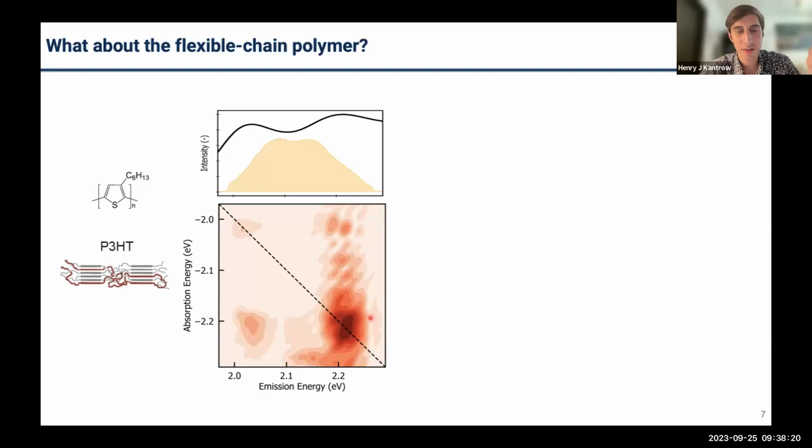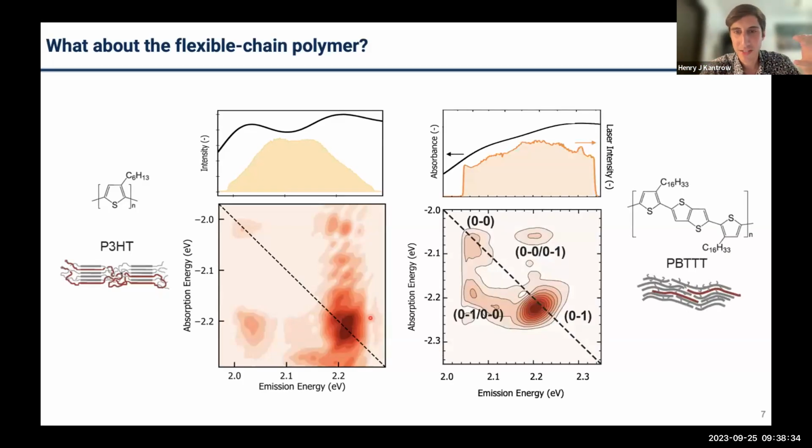But unlike what we saw previously, we again are in a regime of a competition between this static and dynamic disorder, quite similarly to what we saw with PBTTT. So if we compare these side by side, we can see, visually for now, that this competition between dynamic and static disorder seems to actually be comparable in at least this measurement of P3HT. I'm still really trying to understand this, and I would really appreciate others' input on this.